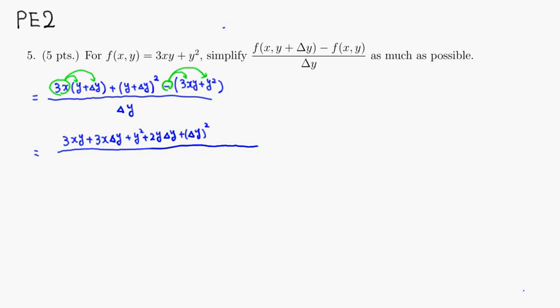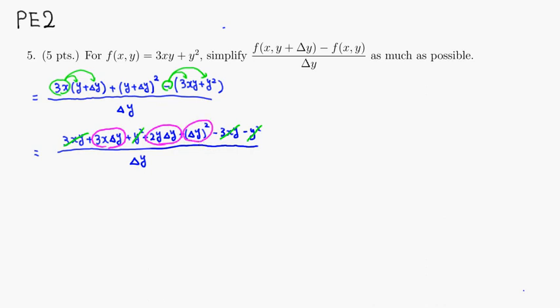We can write negative 3xy minus y squared. Then you have delta y on the bottom. Then we can cancel 3xy here and minus 3xy, and we have a y squared and minus y squared. Then we look at the remaining terms here: 3x delta y and 2y delta y and the delta y squared.